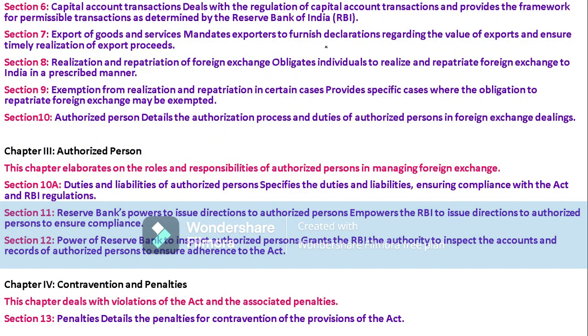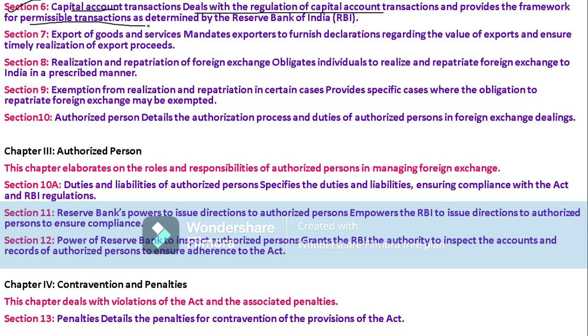If we see section 6, what does section 6 deal with? It deals with the capital account. We have completed current account, now it is capital account transactions. Capital account transactions means transactions which alter our assets or liabilities in India, or including contingent liabilities outside India, regarding PRI or PROI, that is, person resident in India or person resident outside India. So all these capital transactions deal with the regulation of capital account transactions and provide the framework for permissible transactions.